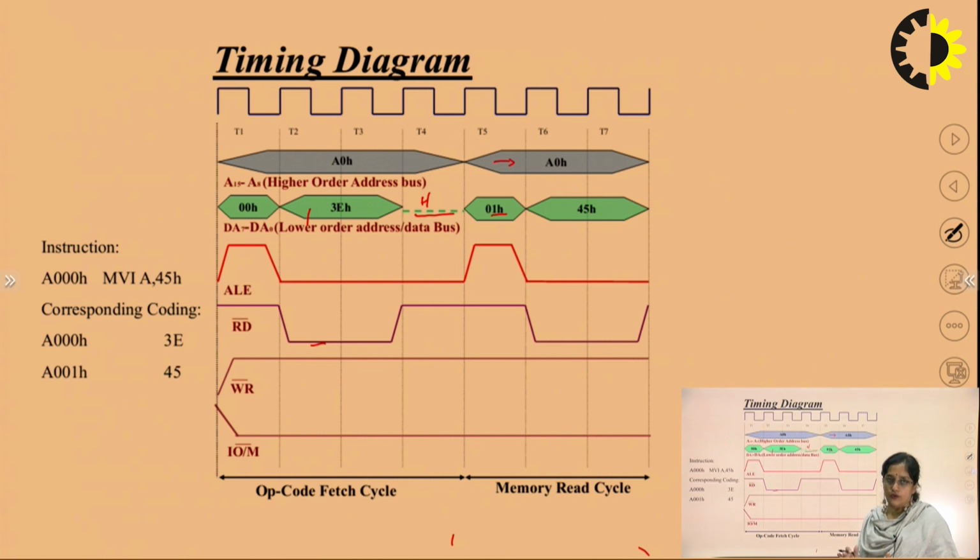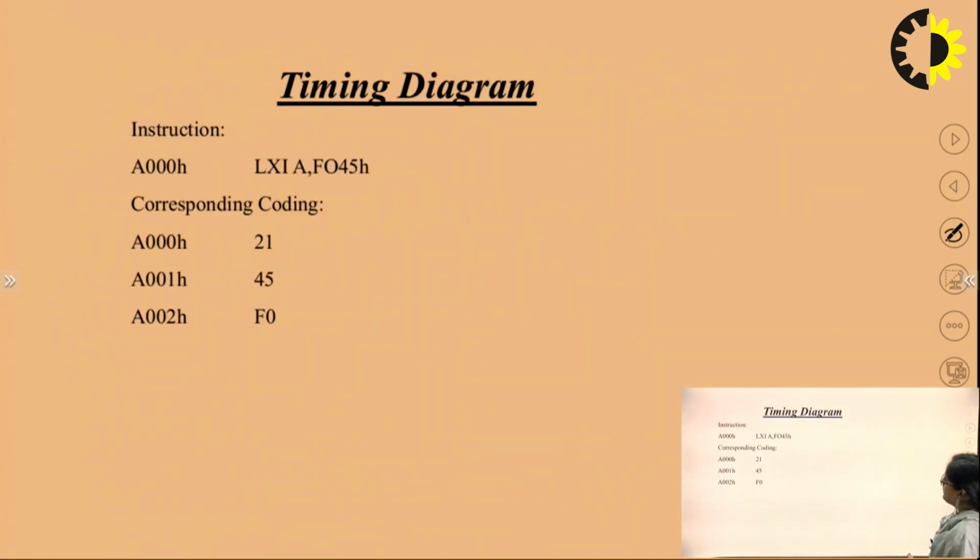Execution is not over. It has to wait for 3 more cycles, and that is the memory read operation that has to be performed. So after T5, T6, T7, 01H will be placed on the microprocessor's lower order address line, the ALE signal will be high again, and the read signal will be active low. The IO/M signal will be low, indicating that the microprocessor is reading from the memory.